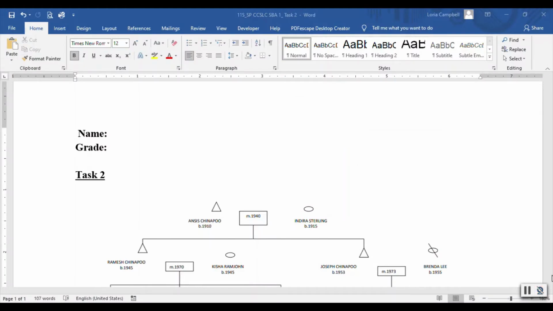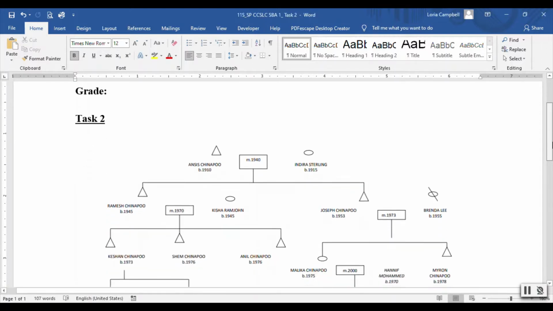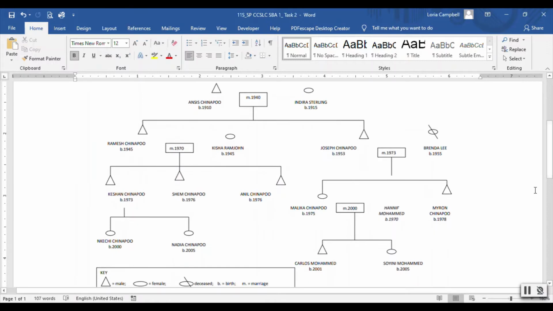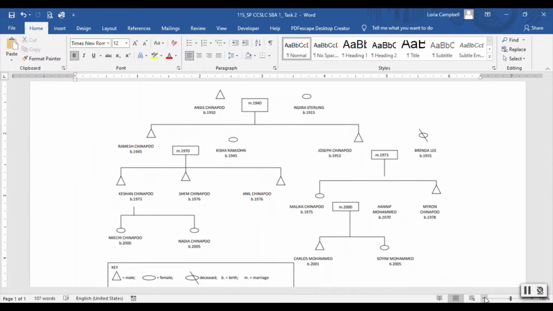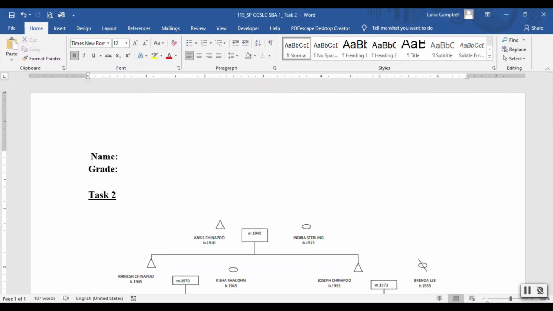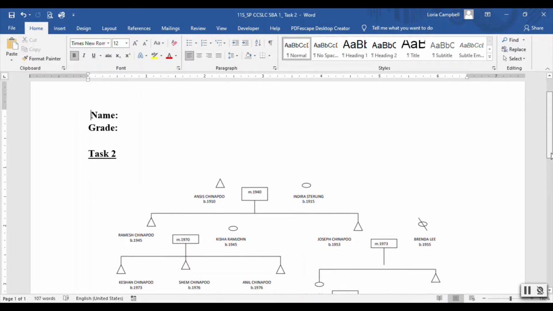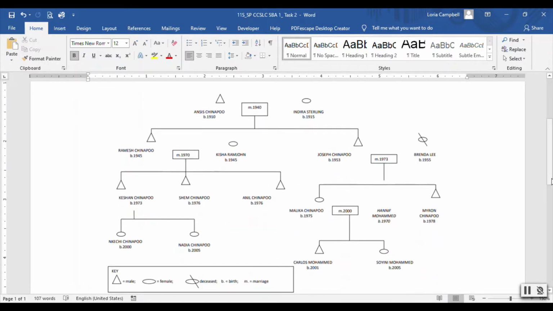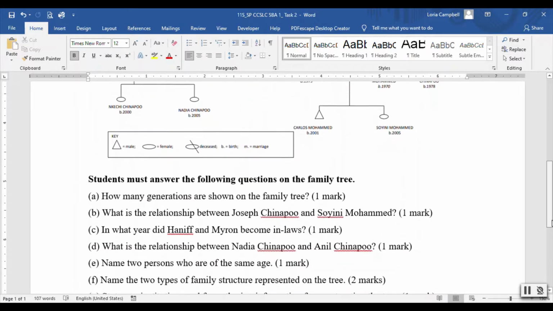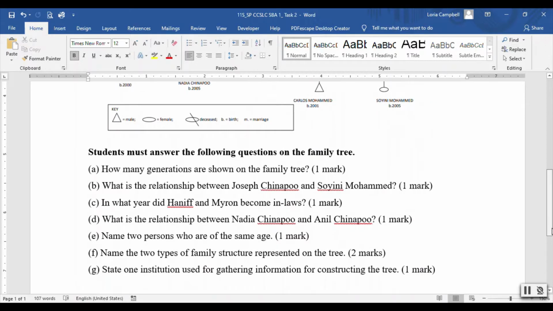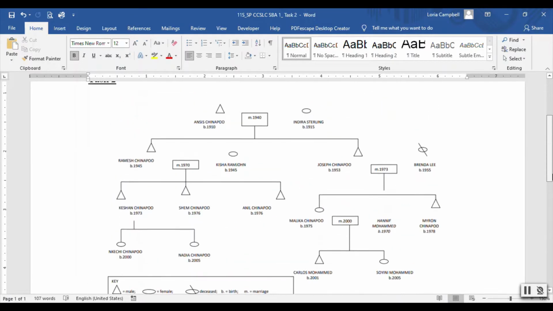All right, so on my screen you can see my family tree. Let me scroll out so you can see the whole tree. All right, so the questions are at the bottom. As we look at the questions, we're going to go back and check the family tree to see how best we can answer them. So here's the family tree.